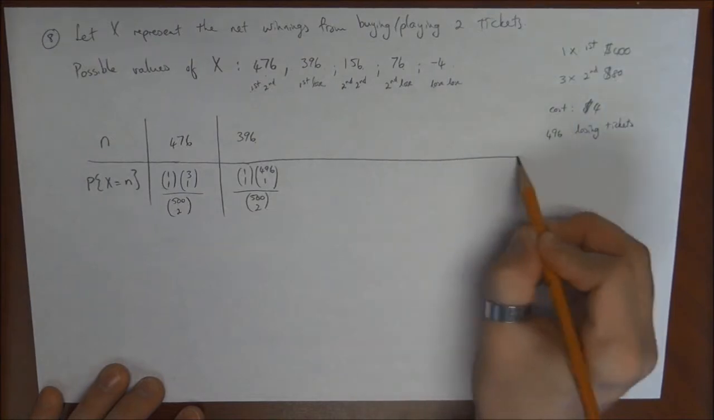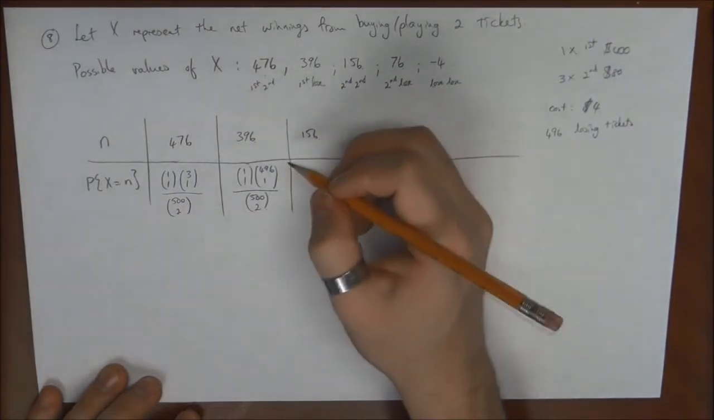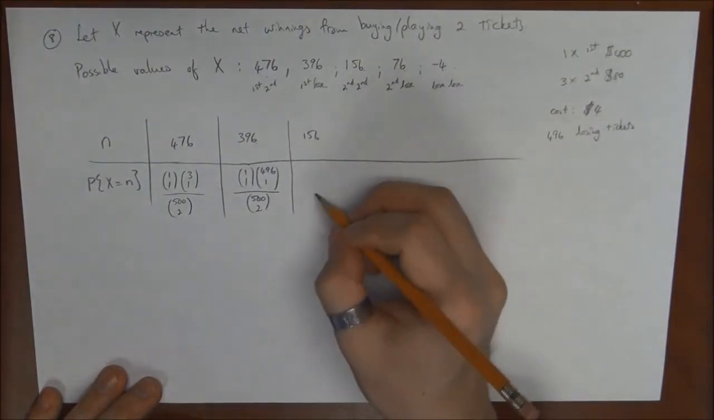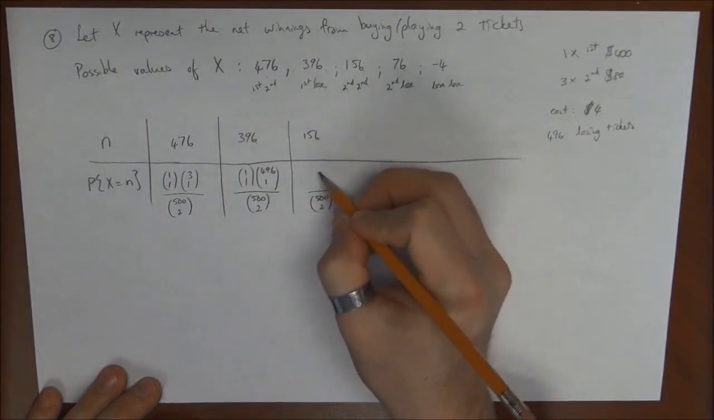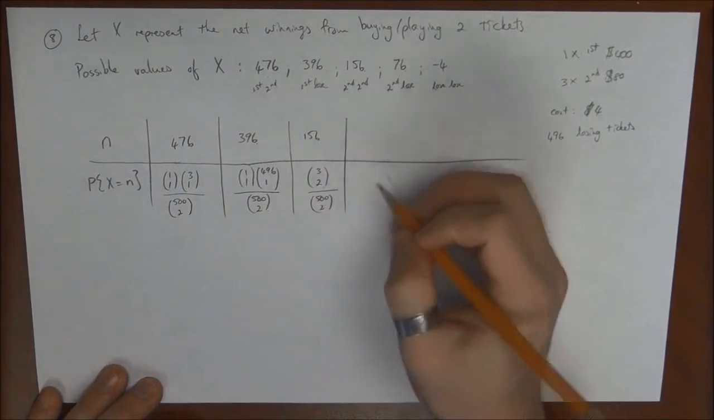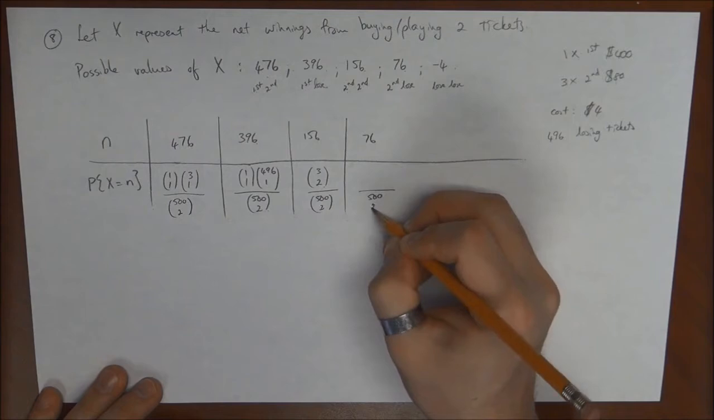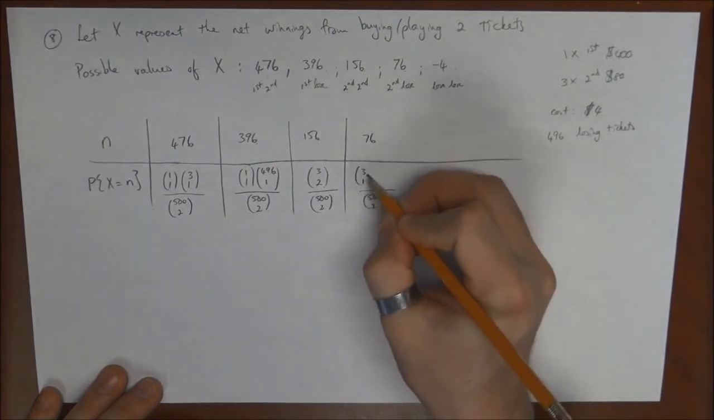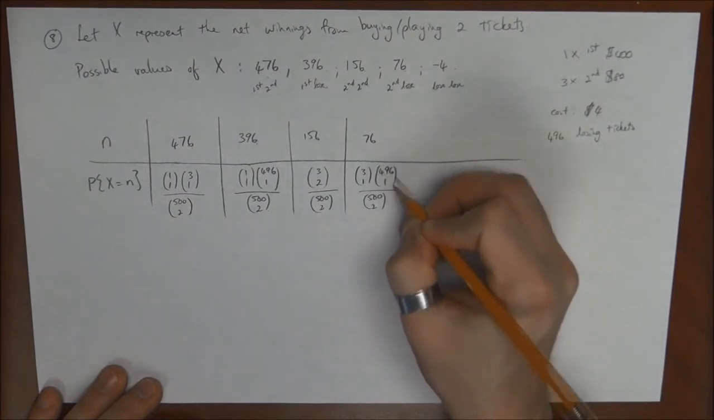Let's extend this line. Next value is 156. When x equals 156, it's just a way to represent the outcome of 2 second prizes. Out of 500, choose 2. Now I have to choose 2 from the 3 second prizes. 76 is the next one. Probability is over 500, choose 2 again. I want to choose one of the 3 second prizes and one of the losing tickets.